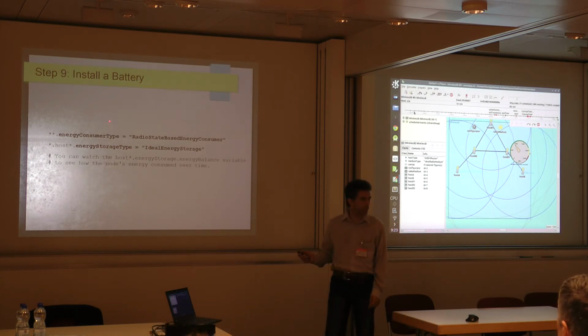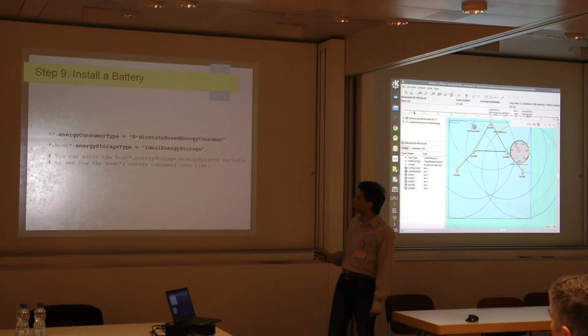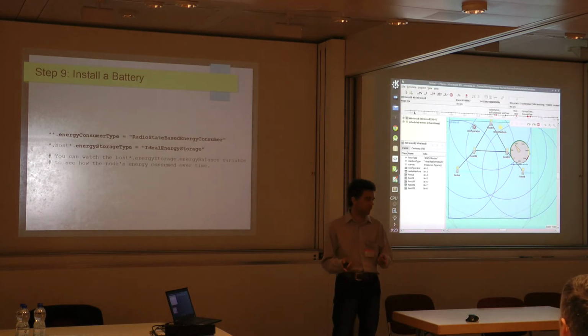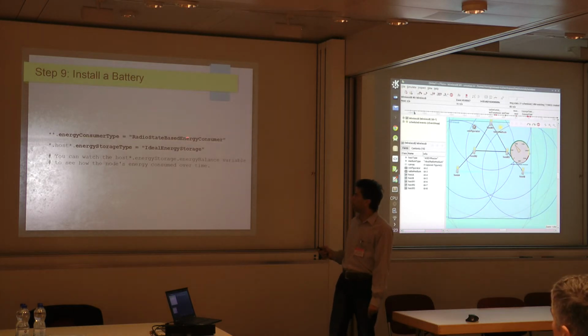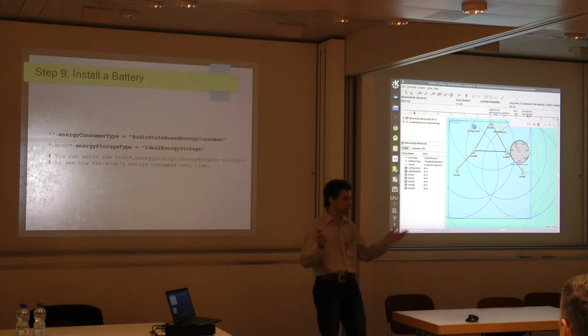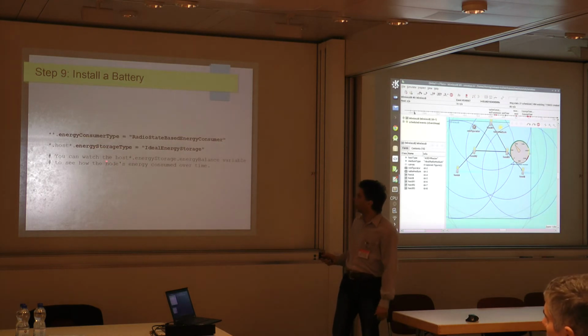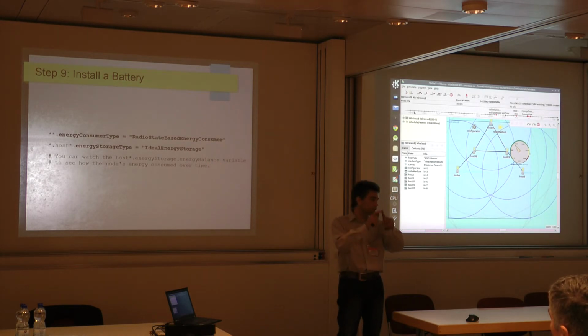It's very easy to install a battery inside the moving nodes. We just set up all the hosts with a radio state-based energy consumer. It listens to the signals coming from the radio, and then actually subtracts from the node's energy. We have to set up the energy storage type. Right now we are using IdealEnergyStorage, which is actually an infinite amount of energy. So we can just see in energyStorage.energyBalance there is a watched variable, and we could just watch how the energy is removed from the battery.